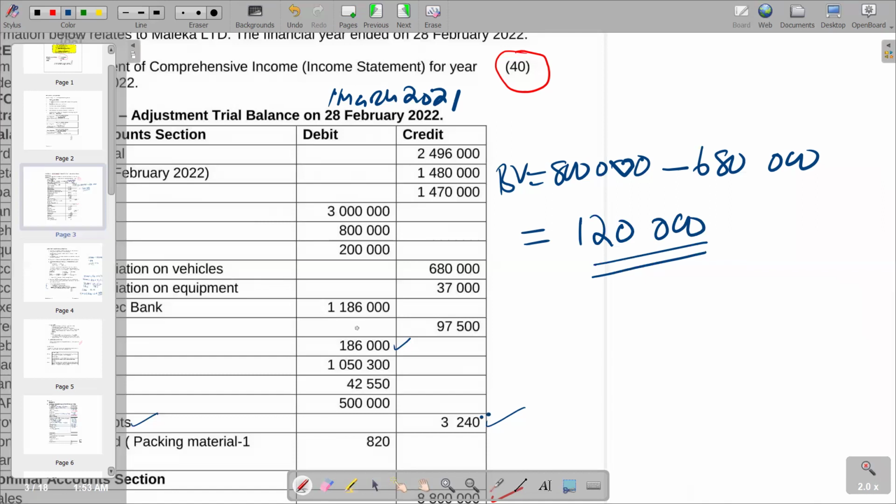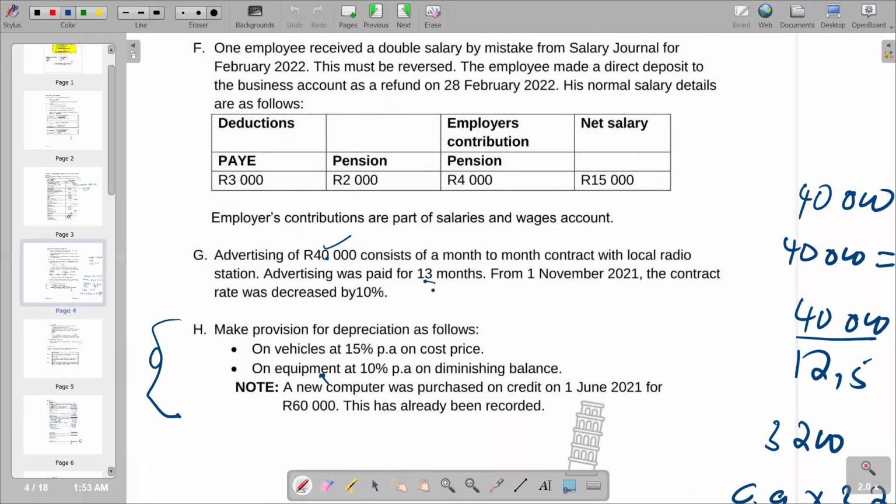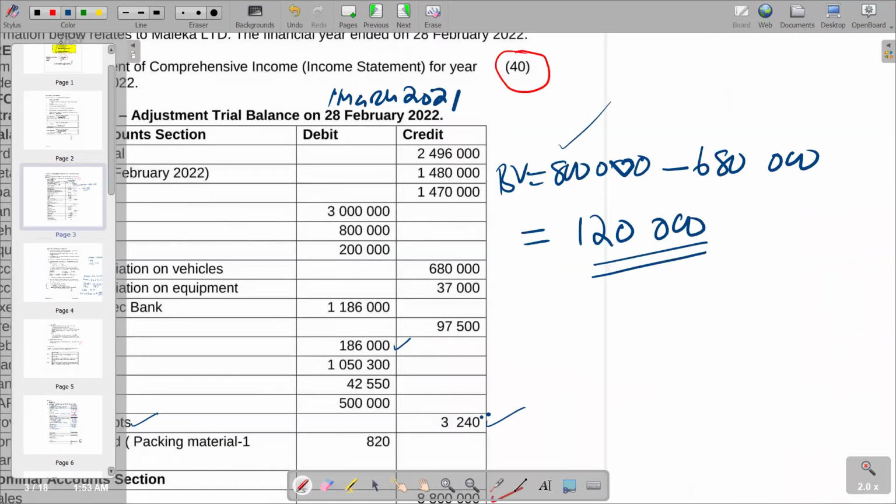So in this case now, we found that our book value is 120. Then we can now calculate our depreciation by saying 15% of cost. So we're going to say 15%. Remember, our cost is 800,000. So 15% is 100,000. So let's try again to calculate and see what we get there.